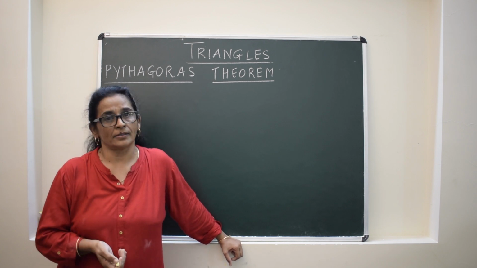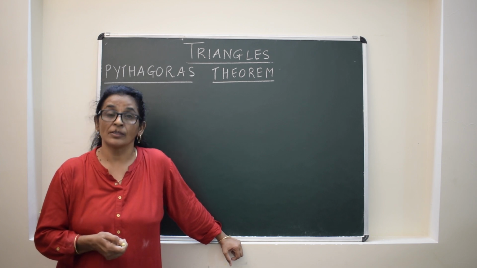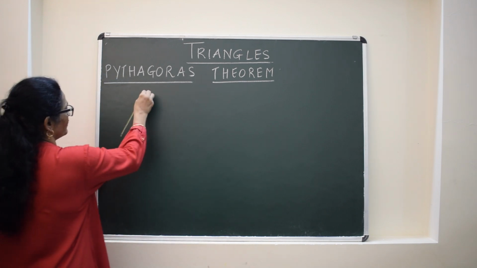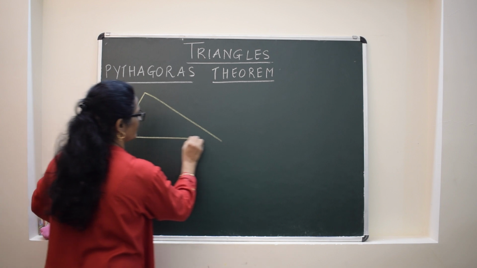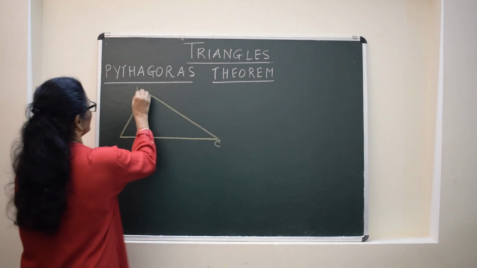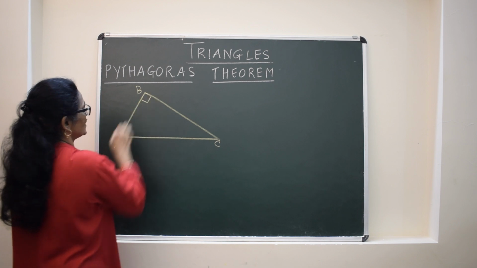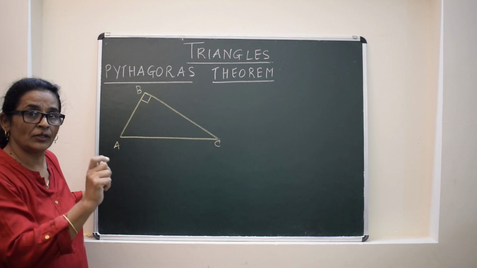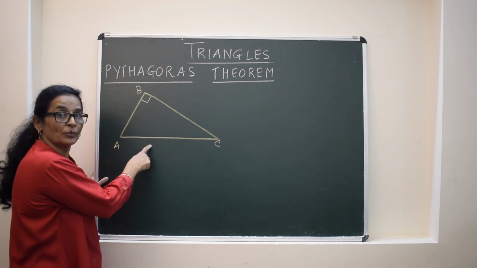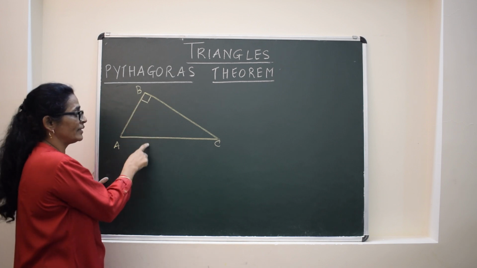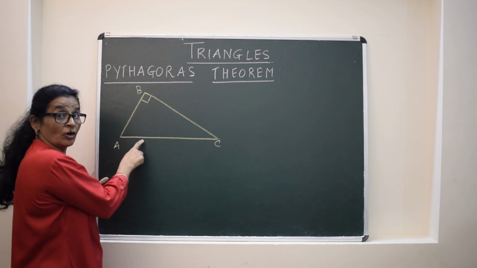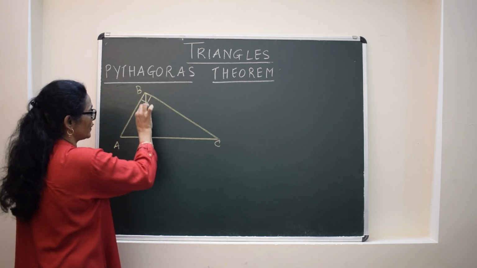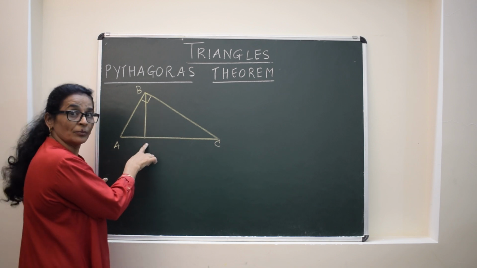So before coming to Pythagoras theorem, there is one very important theorem based on similar triangles. First we will take a right angle triangle. This triangle is right angled at B. The theorem says, if we drop a perpendicular from the right angle to the opposite side, and in front of the right angle, whichever is drawn, the opposite side will always be the hypotenuse.